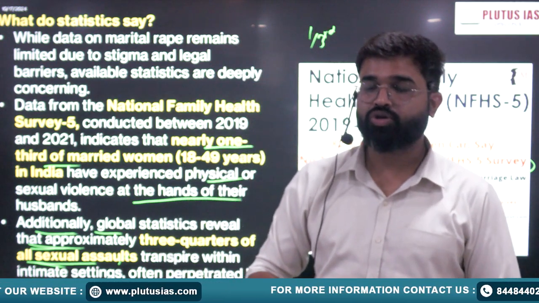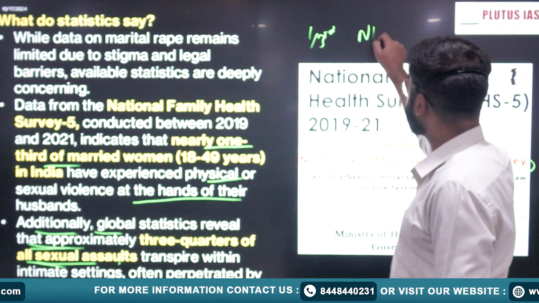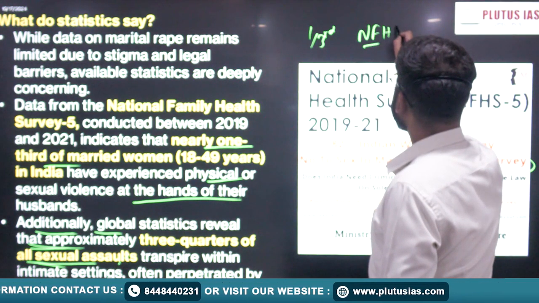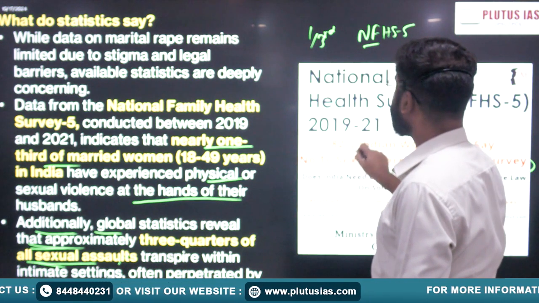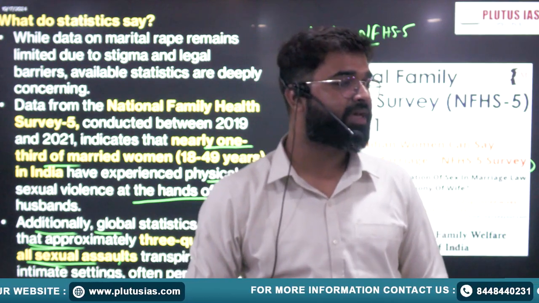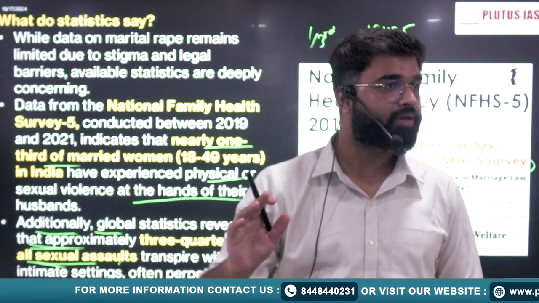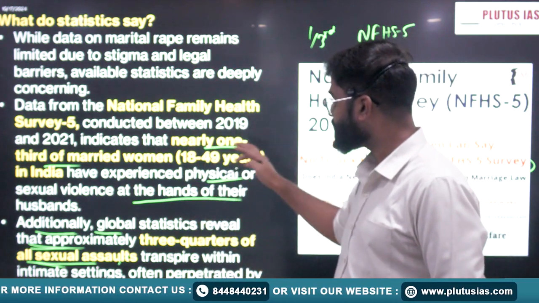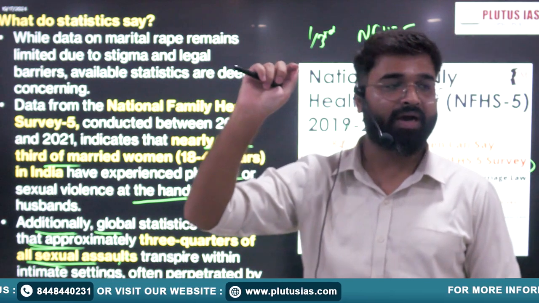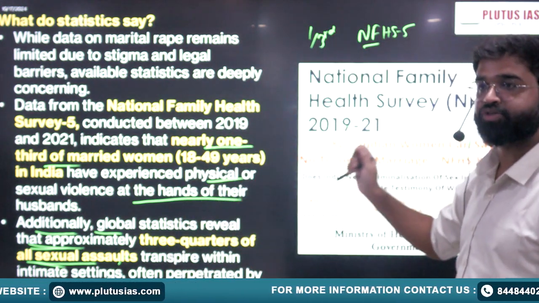So two facts are important, both given by National Family Health Survey 5. One fact is that 82% of married women are saying that they cannot say no to sex. They have to do that. Second thing, 1/3 of the total women are saying that they faced some form of physical or sexual violence by their husband.